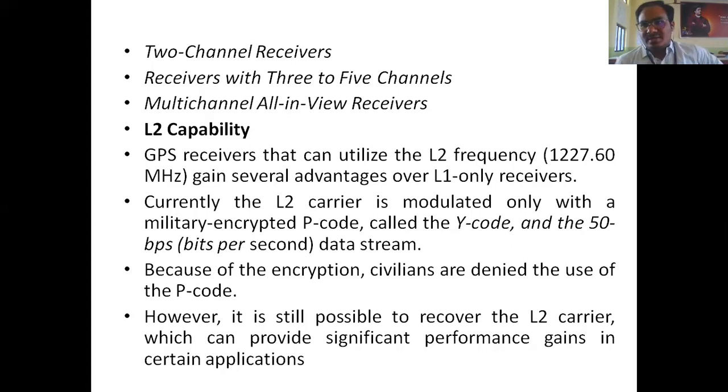Then the other one is multi-channel all-in-view receivers. Multi-channel means many receivers. The capability of L2 is to be highlighted here, the L2 carrier capability. The GPS receivers that can utilize the L2 frequency, that is 1227.60 MHz, gain several advantages over the L1-only receivers. Of course, we already studied this in our previous class. It will have a truncated, encrypted version to provide the anti-spoofing effect. All these things we have studied.